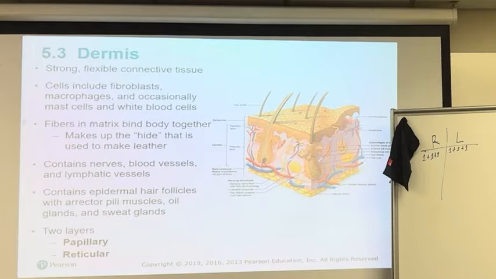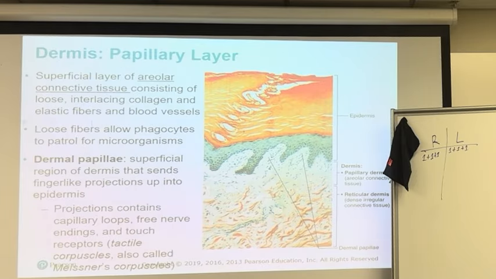Cells include fibroblasts, macrophages, and occasionally mast cells and white blood cells. So they have different types of fibers. Fibers in the matrix bind the body together, and make up the hide that is used to make leather. It contains nerves, blood vessels, and lymphatic vessels. It contains hair follicles with arrector pili muscle, oil glands, and sweat glands. So they have two layers, the papillary layer and the reticular layer.